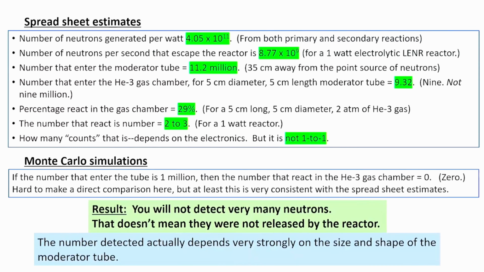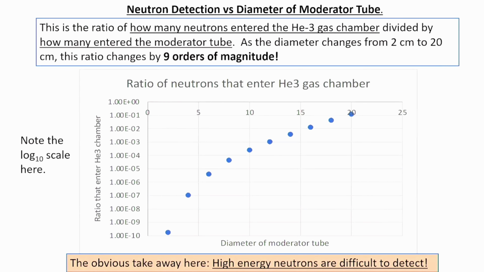What do the simulations say? The spreadsheet calculations say that if I start out with 4 times 10 to the 11th neutrons being generated in my reactor, the number that react in that gas chamber that I may detect may be 2 to 3 neutrons. The Monte-Carlo simulations said 0. It's hard to make a direct comparison, but you can see they are very much in agreement with each other.